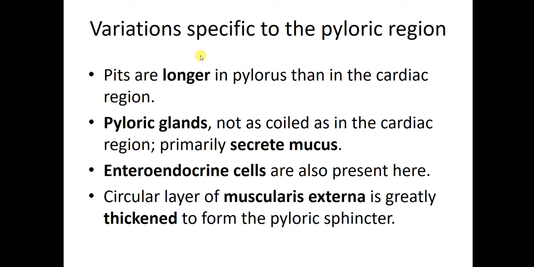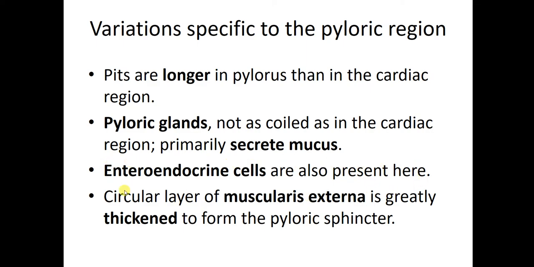I don't agree with these diagrams in some portions, but okay, doesn't matter. Variation specific to the pyloric region: pits are longer in the pylorus than in the cardiac region. So you see, pits are very long, because we have to protect themselves with the juice which is produced there. Pyloric glands are not as coiled as in the cardiac region and primarily secrete mucus, so you can skip it, actually not so important.